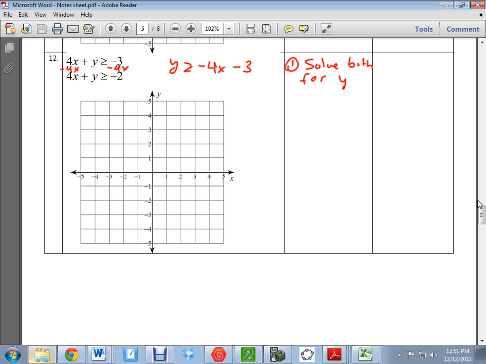If I wanted to graph that, where would I start the graph? Negative 3. From there, where would I go? Up 4, over 1 to the left or to the right? Left. Why would I go to the left? Because it's a negative sloping line. Is this one going to be solid or dotted, and how do I know? Solid, because it's got a line underneath it. So here is the graph of the first line.